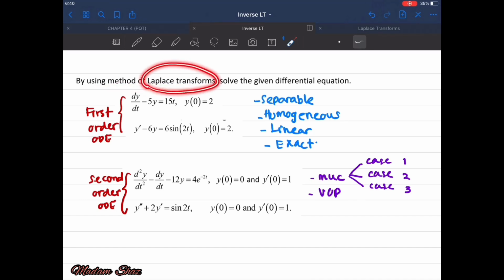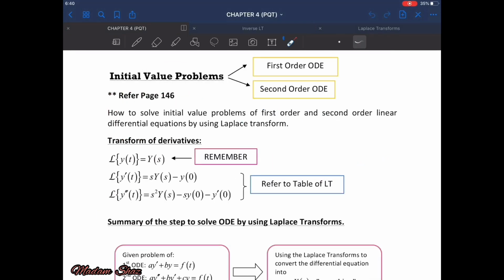you have to solve the question using Laplace transform. In order to solve the initial value problem by using Laplace transform, you have to transform the derivative, which is Laplace y(t) will become Y(s), Laplace y prime(t) will become sY(s) minus y(0), Laplace y double prime(t) will become s squared Y(s) minus s y(0) minus y prime(0).